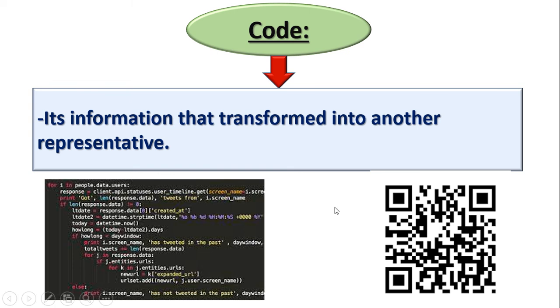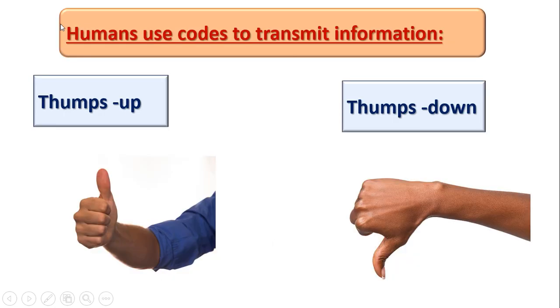Like what? Like the code of the mobile, like the code of the computer. This is called codes. So what's the meaning of code? Information that is transformed into another representation or into another way. It's called codes. Can the human make a code?